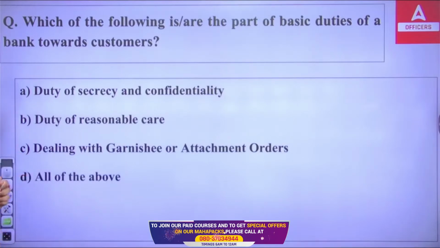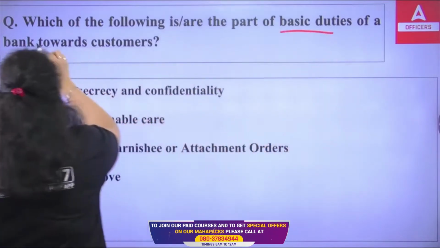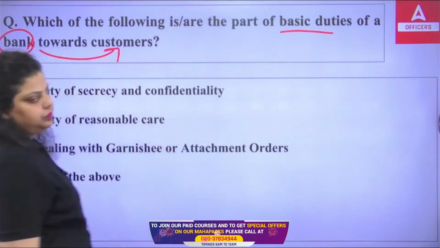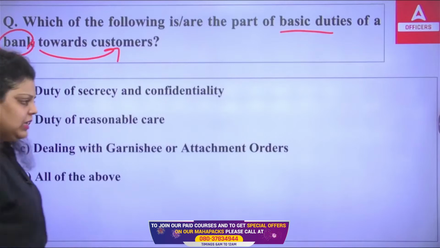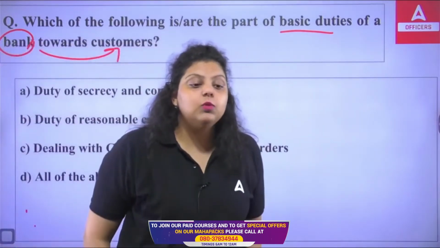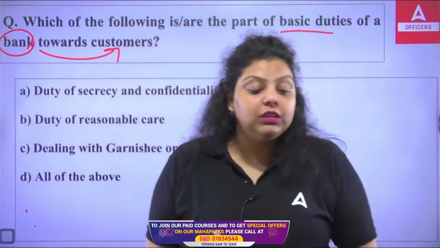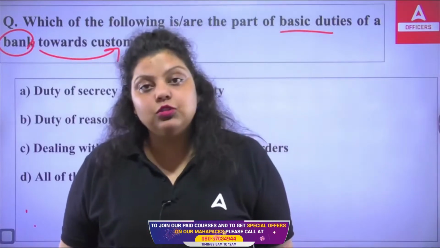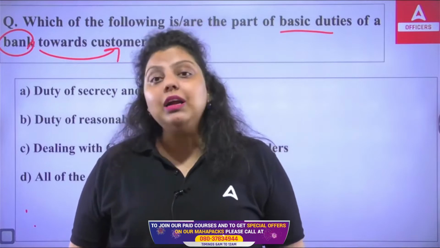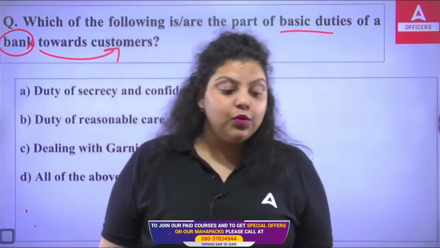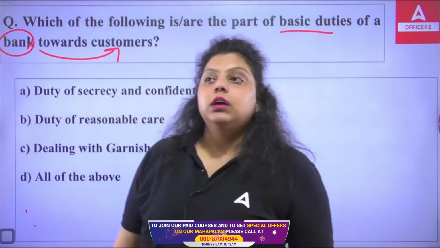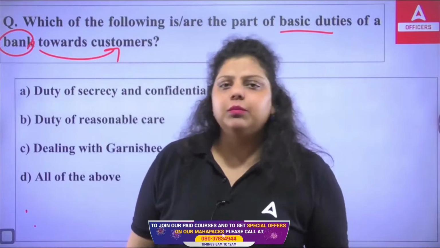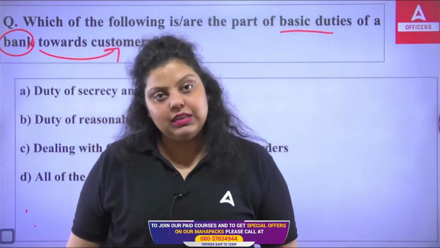So out of these duties, which is the basic duty of a bank towards the customer? The bank has a duty of secrecy and confidentiality, is it? Yes, it's true. The bank cannot share the information of the customer with a third party until and unless the customer allows it, or until and unless the law says so. Let's say, for example, a certain case came up against your customer and the government, the police department, the CBI, or income tax officers are asking for details about the customer.